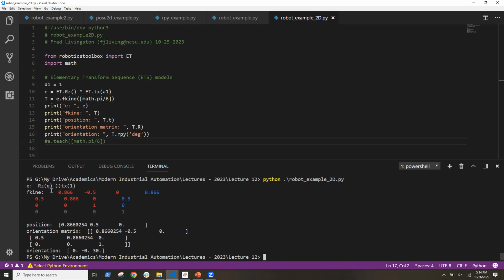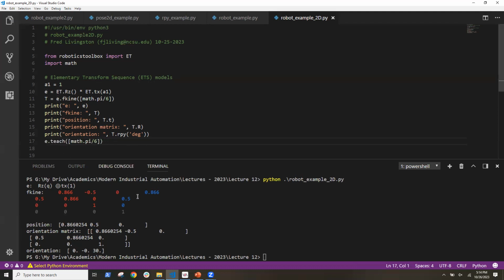Its orientation, since we know the orientation because we took 30 degrees in there, so this should be equal to 30 degrees here. And so I just took this 3x3 matrix here and converted it to roll, pitch, and yaw. And there's 0 degrees in the X direction, 0 degrees in the Y direction, and 30 degrees in the Z direction. So it's a rotation vector here.